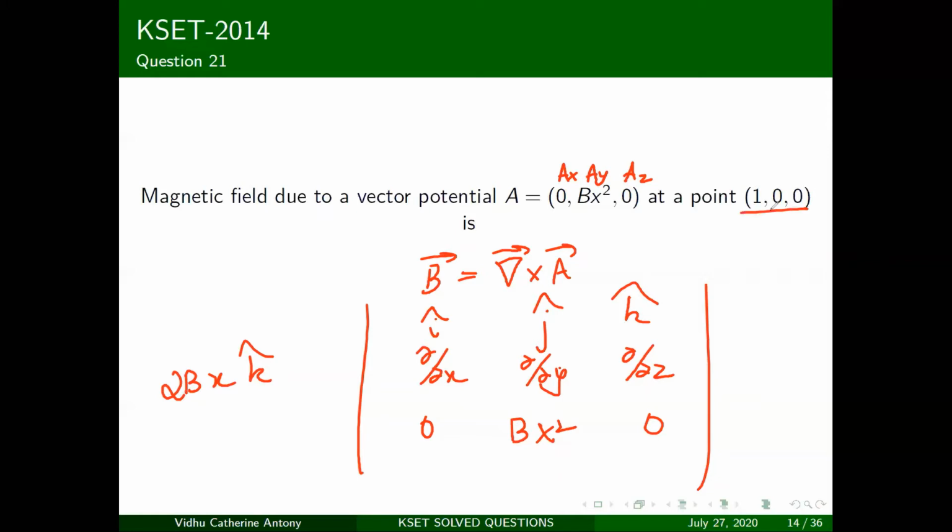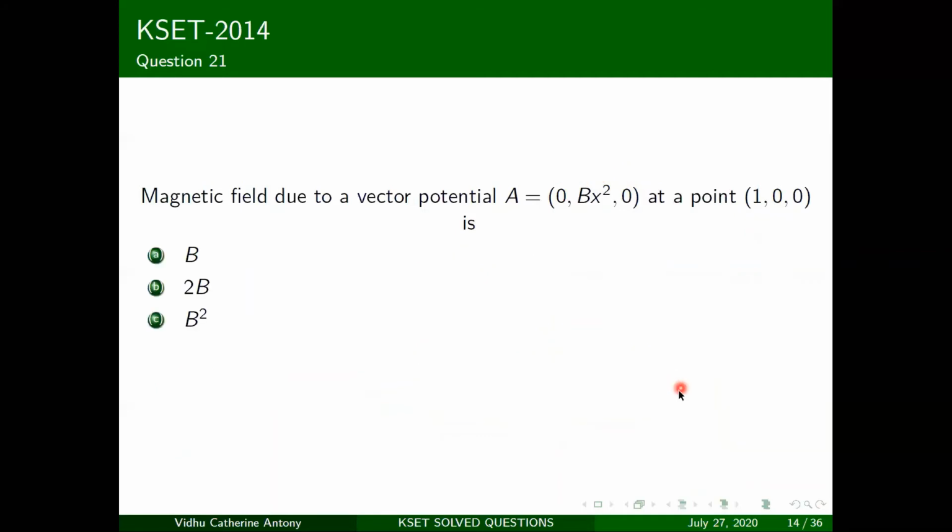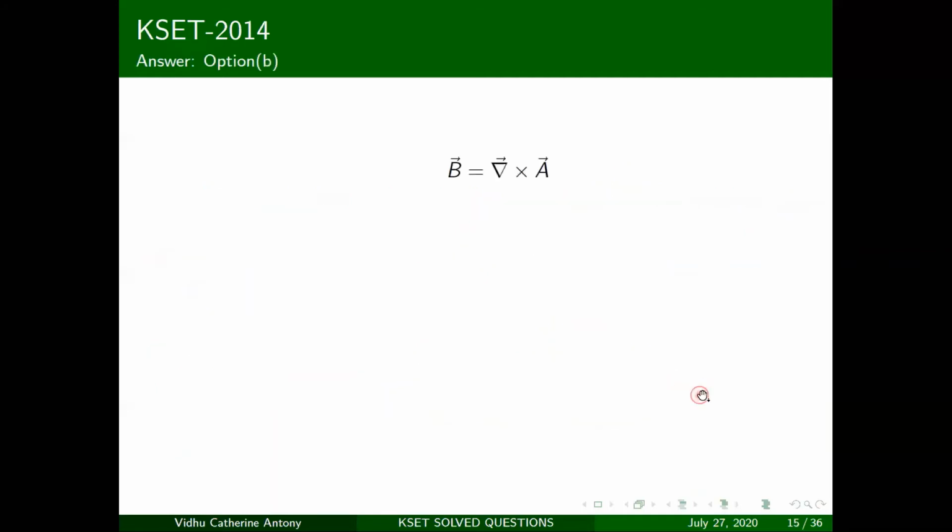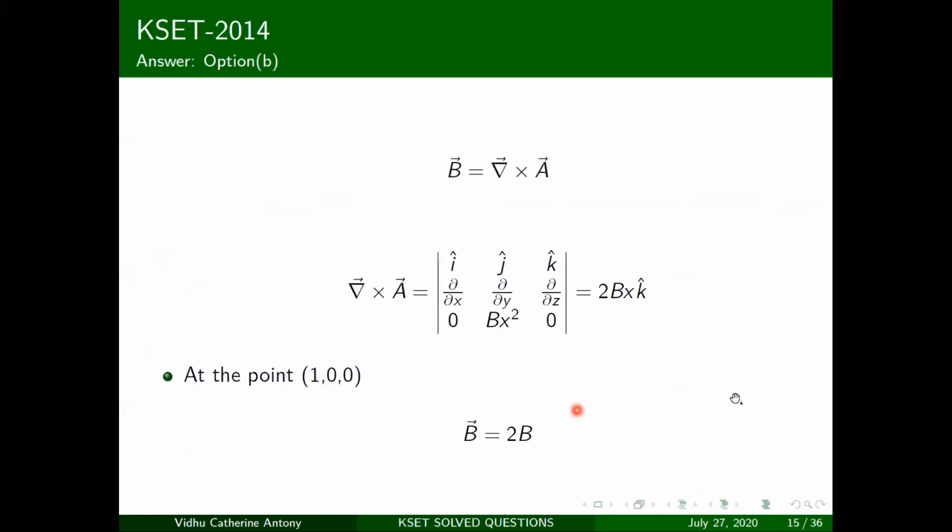And at what point did they ask? They asked it at (1, 0, 0). So you end up getting 2b. Okay, so that's the answer here. So let's just look at all of this. So it's option B. Okay, so this is how you do it.